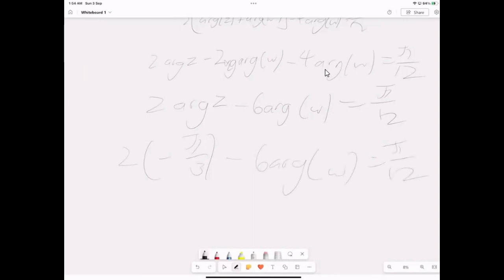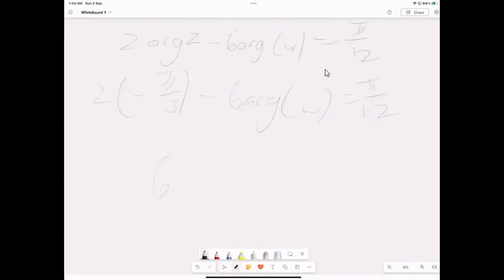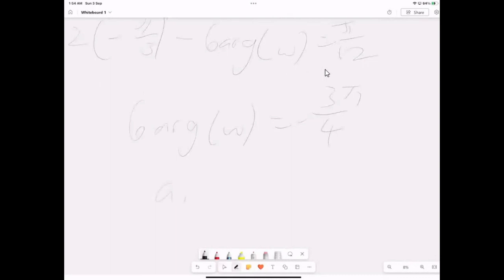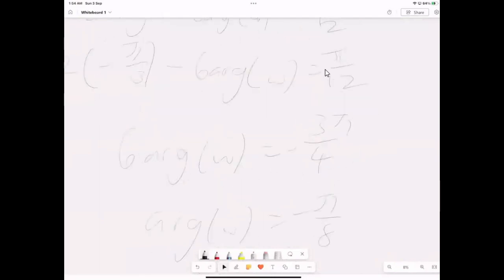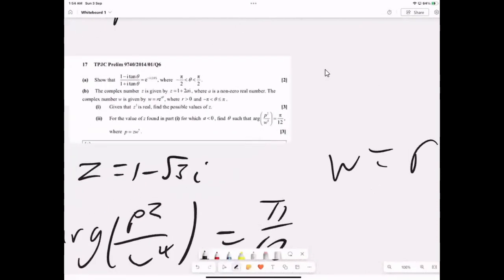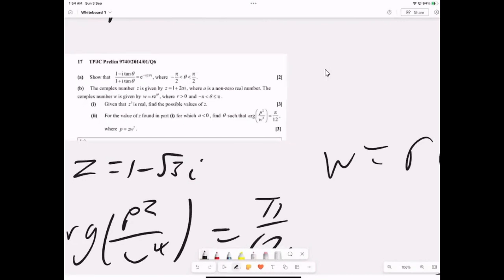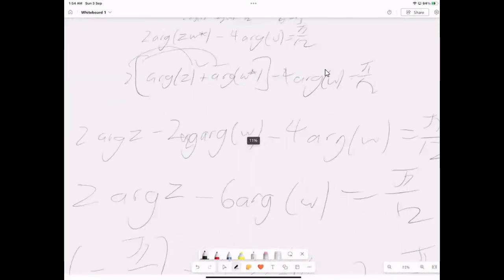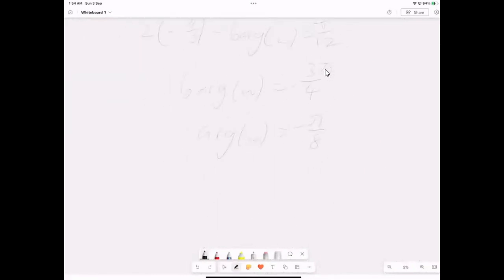Let me just do a quick check: 2 bracket, minus 1 over 3, minus 1 over 12. So 6 times the argument of w equals minus 3 pi over 4. The argument of w equals minus pi over 8. Find theta such that the argument... oh yeah, then we found it. Theta is the argument of w, so theta is minus pi over 8. So yeah, that's the correct answer.